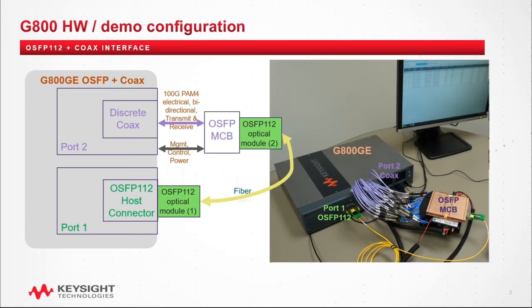The two-port G800 system we're using for the demo today has a native OSFP112 on port 1, and port 2 has discrete coaxial channels. We have a DR8 OSFP112 optics module in port 1. On port 2, our coax cables are connected to an OSFP module compliance board, also with a DR8 OSFP112 module. The two modules are connected through a fiber. Each port is sending to and receiving from the other port.